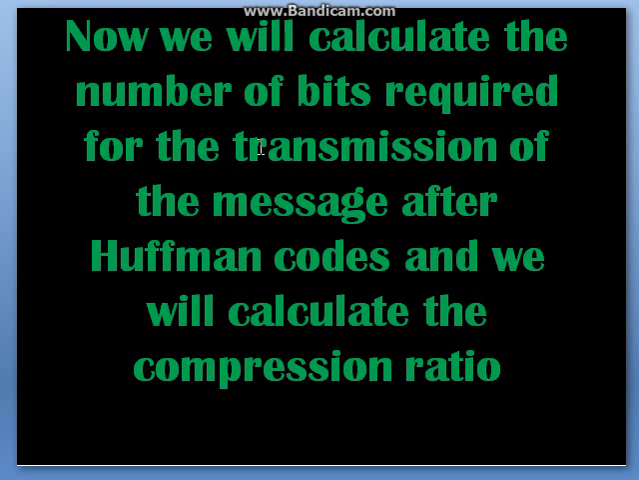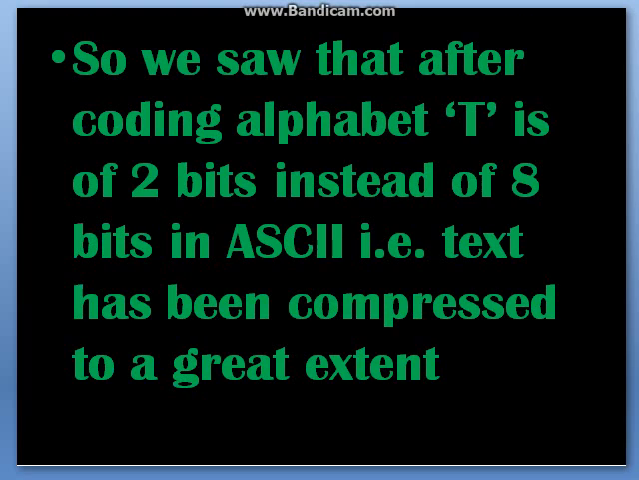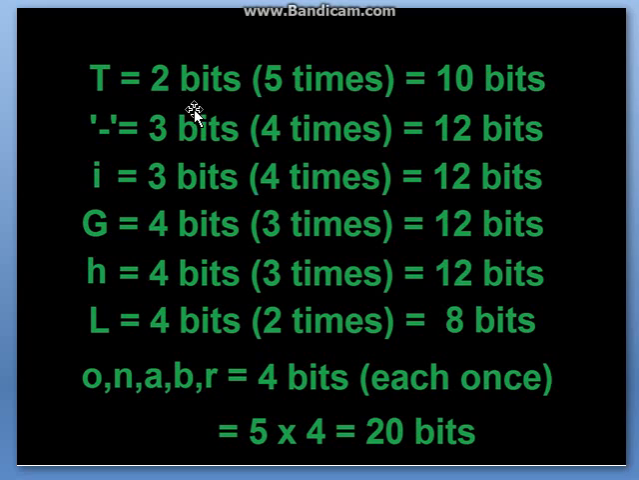Now we will calculate the number of bits required for the transmission of message after Huffman coding, and we will calculate the compression ratio. This compression ratio will help us to find out how many bits we have saved after Huffman coding. So here we go. 2 bits are represented for T, so text has been reduced extensively.